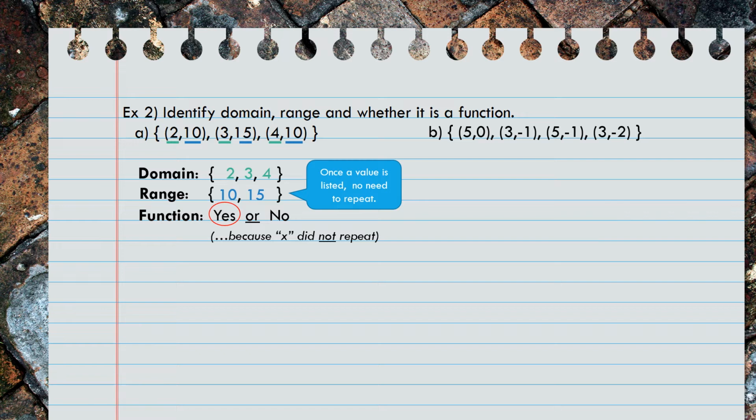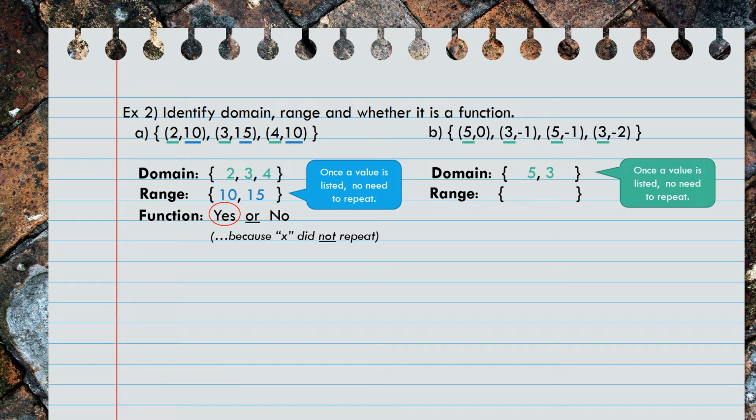For B, we have the collection of ordered pairs of the following: (5, 0), (3, -1), (5, -1), (3, -2). So there's our set of values. And so now we're ready to collect our domain. So again, domain corresponds to our x values. So we go through and underline our x values. We have a 5, a 3, a 5, and a 3, which means our domain would be 5 and 3. Again, do not repeat values.